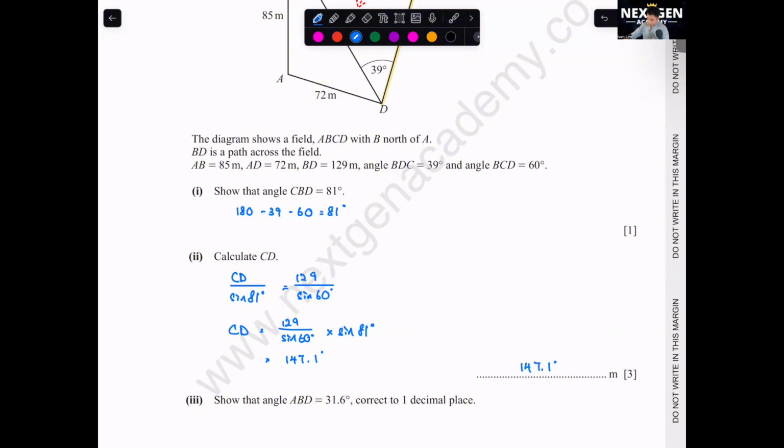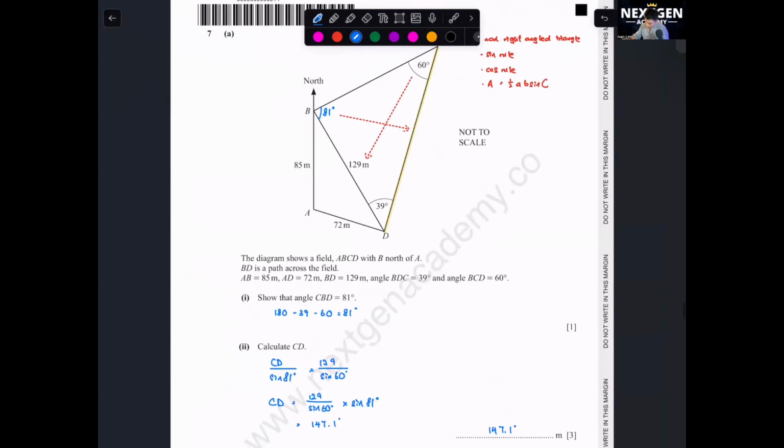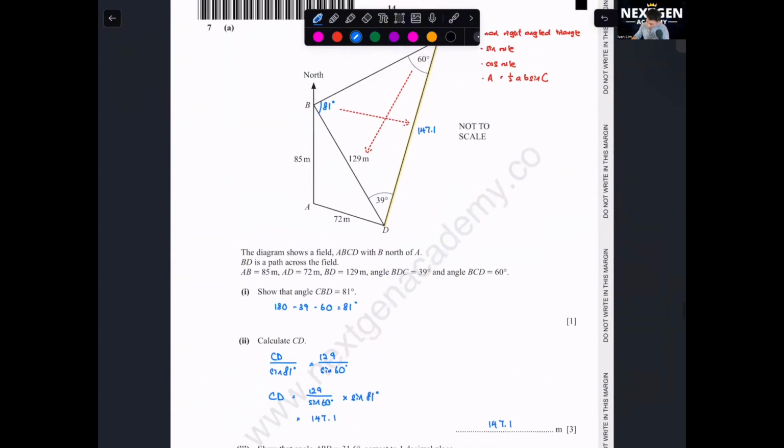Number 3. Show that the angle ABD is equal to 31.6 degrees. We have this one already. Let's label this down, 147. Sorry, this is not an angle. Teacher is blur already, so sorry. This one 147, they accept. Okay, ABD. What do we use over here?